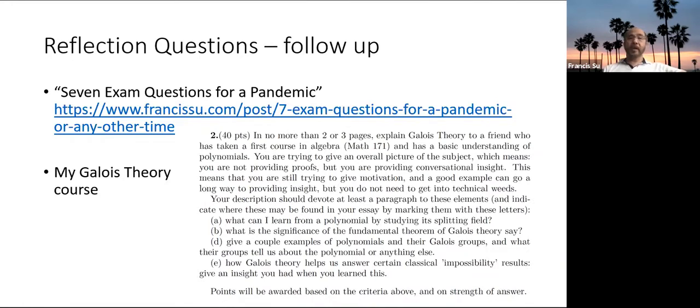One example, which I gave them before the final exam, was I asked them in basically no more than 2 or 3 pages, explain Galois theory to a friend who has a first course in algebra and has a basic understanding of polynomials. And I try to give them very careful instructions of what kind of answer I'm looking for. So I say basically, you're trying to give an overall picture. You're trying to provide conversational insight, which means giving motivation, but you're not trying to get into technical weeds. And then I give them specific things. I say your description should devote at least a paragraph to these elements. And I give them some examples. So here, part A is what can I learn from a polynomial by setting a splitting field, et cetera, et cetera. And so it should be pretty clear to them what kind of answer I'm looking for.